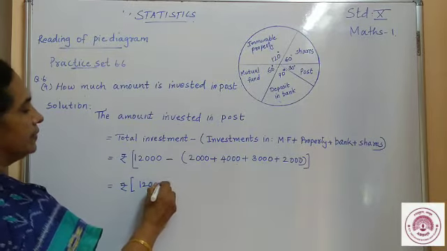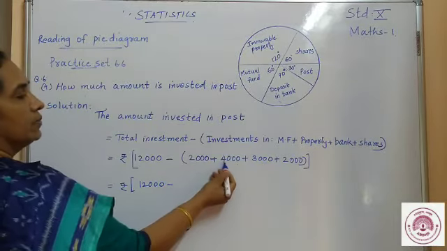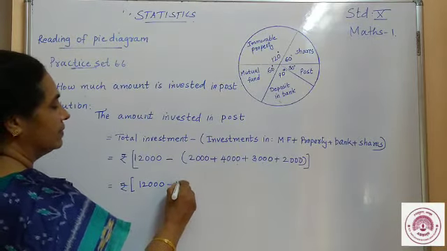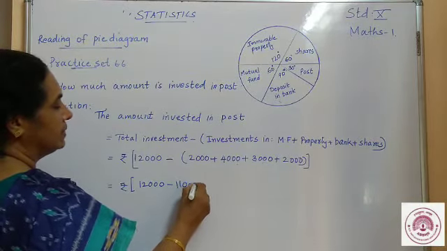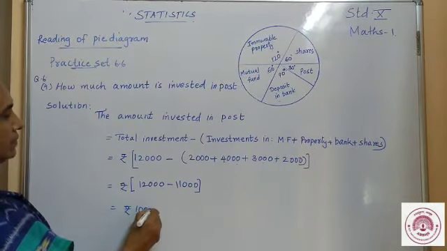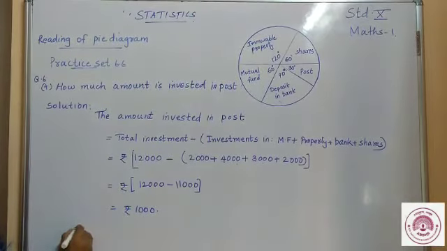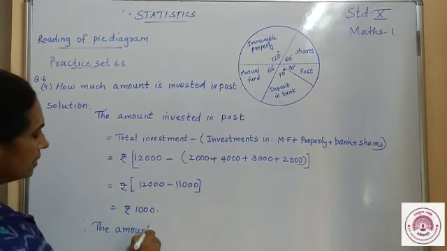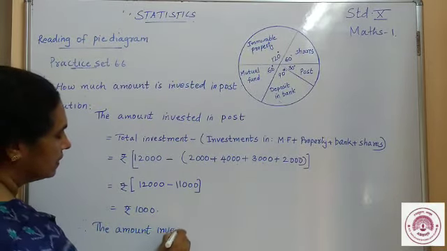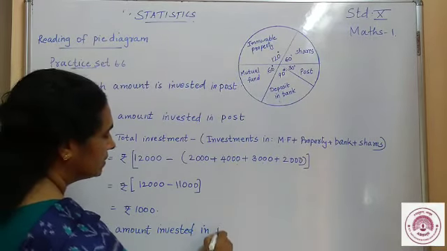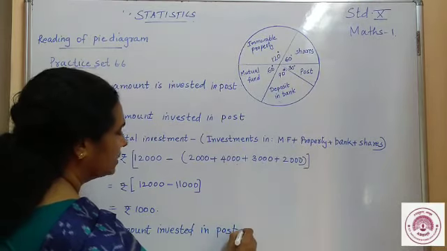This is equal to rupees 12,000 minus, 2 plus 4 is 6, plus 3 is 9, plus 2 is 11, which is equal to rupees 1,000. Therefore, the amount invested in post is equal to rupees 1,000.